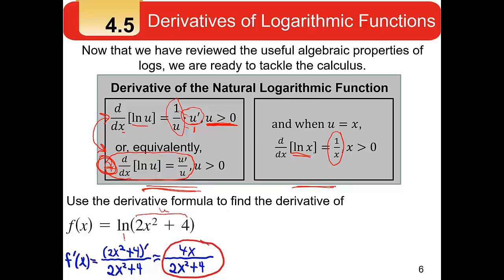You really don't even need to put that step in there. You can go straight to the answer. The derivative of the natural log of 2x squared plus 4 is the derivative of 2x squared plus 4, which is 4x, over 2x squared plus 4.